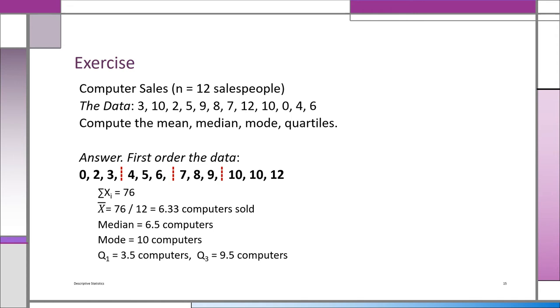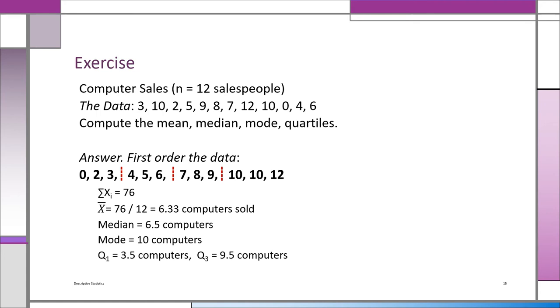How do we answer this question? Well, other than the mean, for the median and the quartiles, we have to put the data in order. The mean and the mode we could probably figure out without that, but the mode would be difficult. So we might as well just order the data, and you see the ordered data right there. The sum of all the sales for the week is 76 over the 12 salespeople. 76 divided by 12 is 6.33, so that's the mean, the average number of sales per computer rep for the week was 6.33.